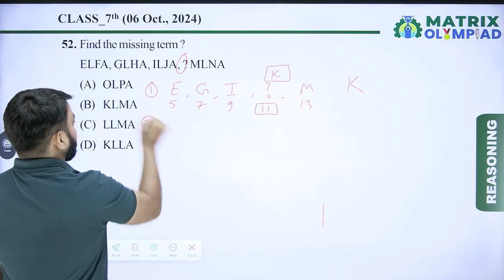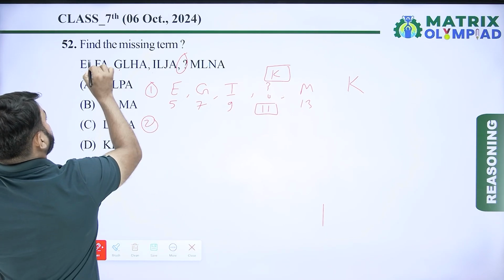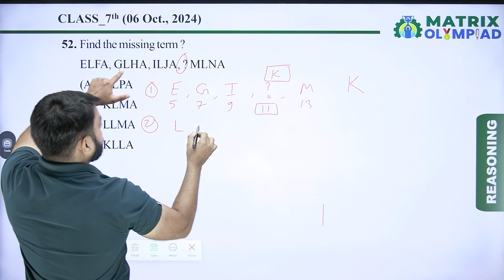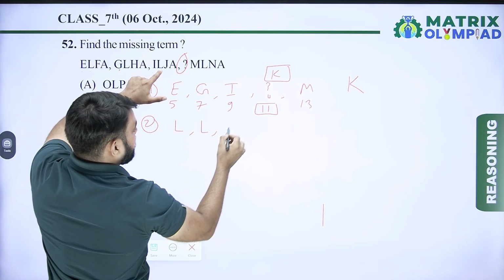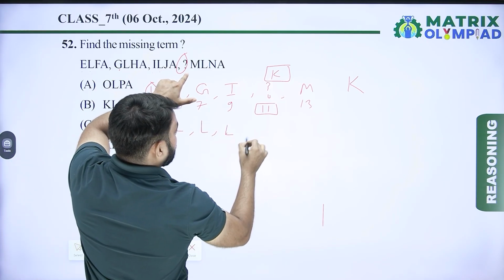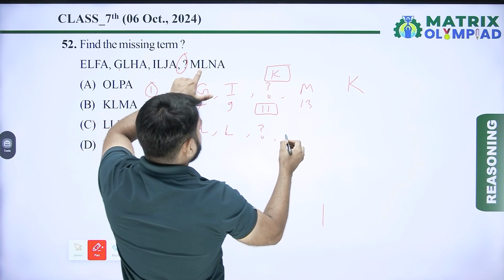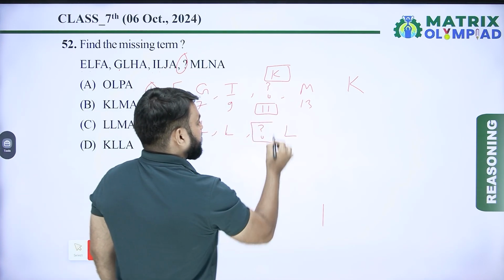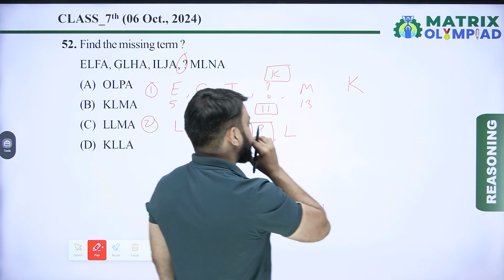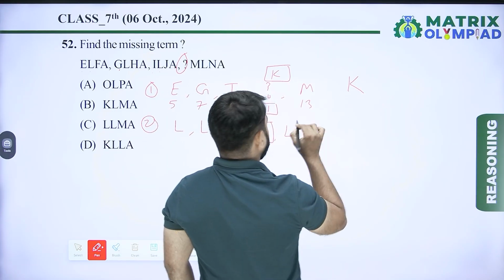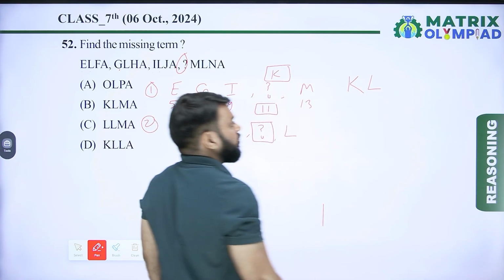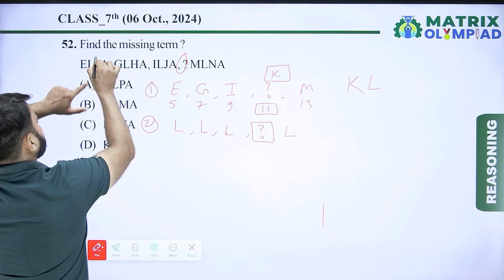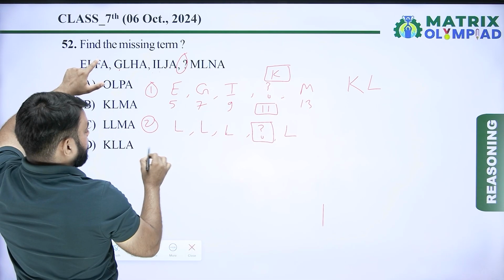Now taking the second alphabet of each term. The second alphabet of each term is L. Next is again L, and next is again L. Next is missing, and after missing, next is also L. So L, L, L, so the missing alphabet is also L. So the second alphabet of the missing term is L. Now taking the third alphabet of each term, F.